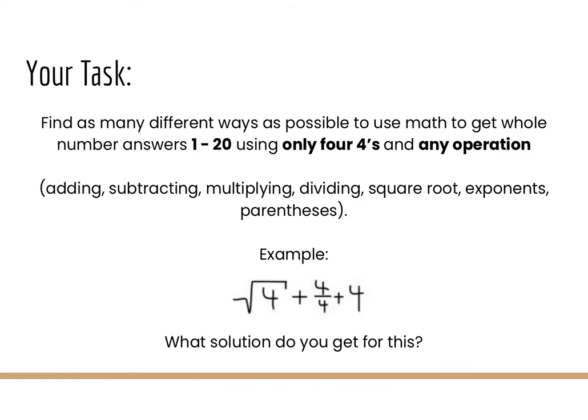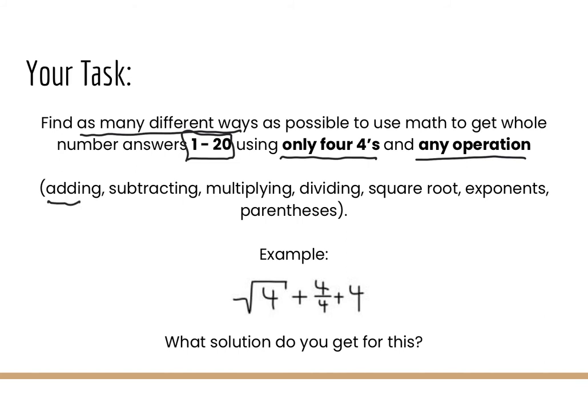So you will be using the order of operations for this next task, which is called the 4's. Your challenge is to find as many different ways as possible to use math to get all of the whole numbers 1 through 20. Now, this is a big task because you are only allowed to use 4's and any operation. Meaning you cannot use 3 4's, you cannot use 2 4's, you cannot use 3 4's and a 1. You can only use 4 number 4's.